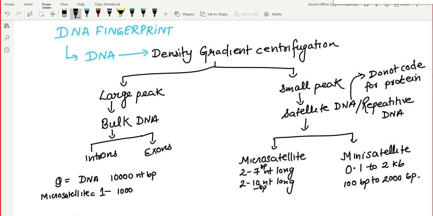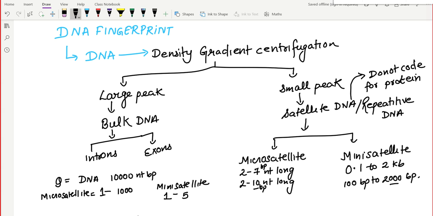But if we talk about minisatellite DNA, what do we see? It can be present 1 time, and if the average size is 2000, then it can be present at most 5 times. This is the maximum number of times it can be present.